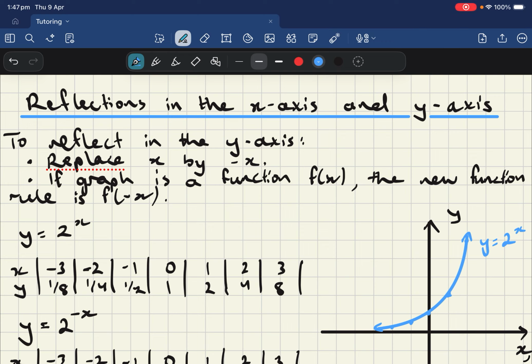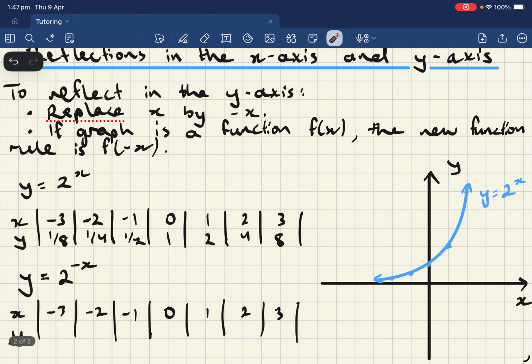So in this video, we are looking at reflecting graphs in the x-axis and the y-axis. Now, when you are reflecting, what this basically means is, for example, this part's talking about reflecting something in the y-axis. It means to treat your y-axis here kind of like a mirror, and the graph is going to get reflected along this line.